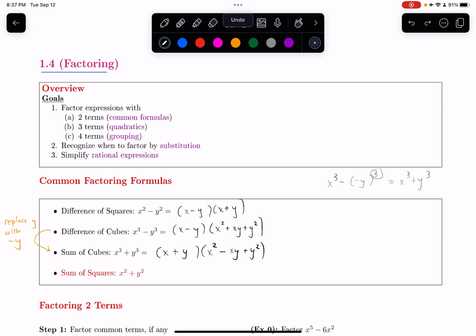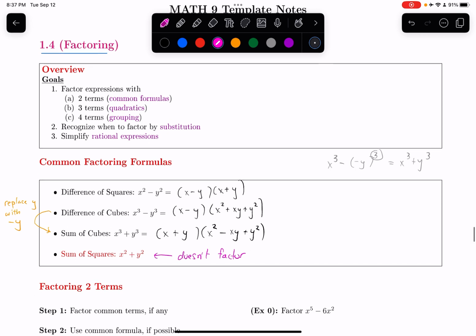Okay. And then finally, sum of squares. If I have x squared plus y squared, this one is a bit of a trick question. It turns out this one does not factor. So sum of squares does not factor. Okay. So eventually, we're going to use these formulas so much, hopefully, that you'll end up having all of them memorized. At this point, I would expect that you're fairly comfortable with this one. At least that you would have seen this a bunch at some point in algebra. The other ones you've probably seen, but maybe have used a bit less.